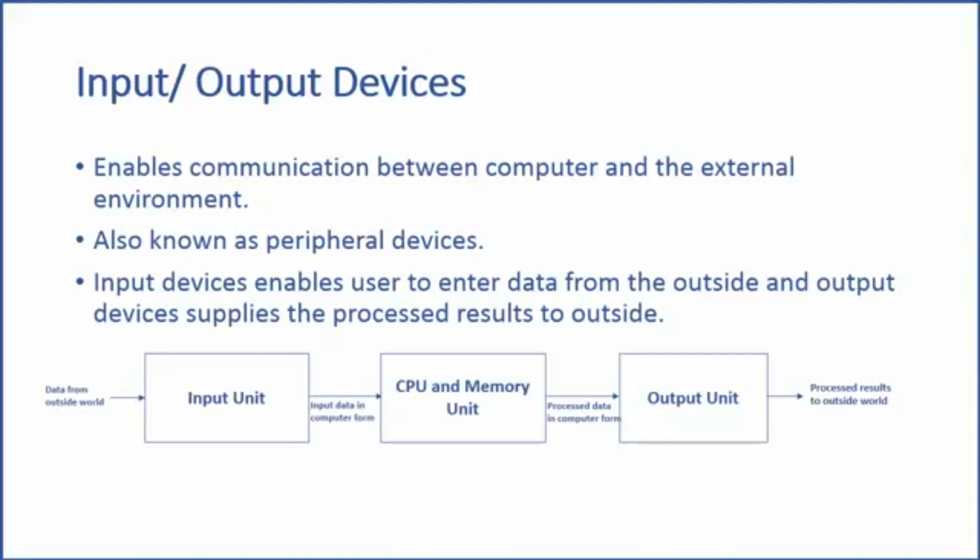In this, data from the outside world is entered into the input unit, and the input unit converts that data, which is in user-understandable form, to computer-understandable form. Then that data is sent to the CPU and memory unit. The CPU and memory unit perform the required action on that data, and then the processed data, which is in computer form, is sent to the output unit. The output unit will then convert that data to human-understandable form and send the processed result to the outside world with the help of output devices.